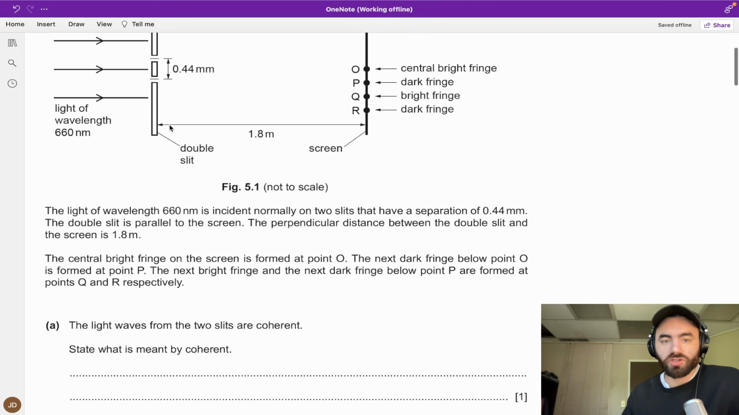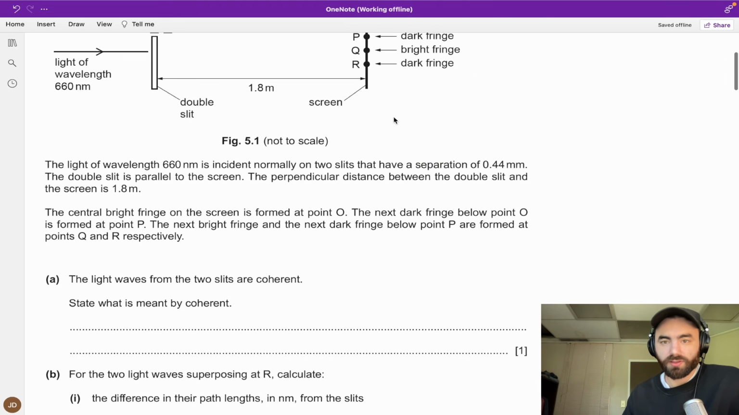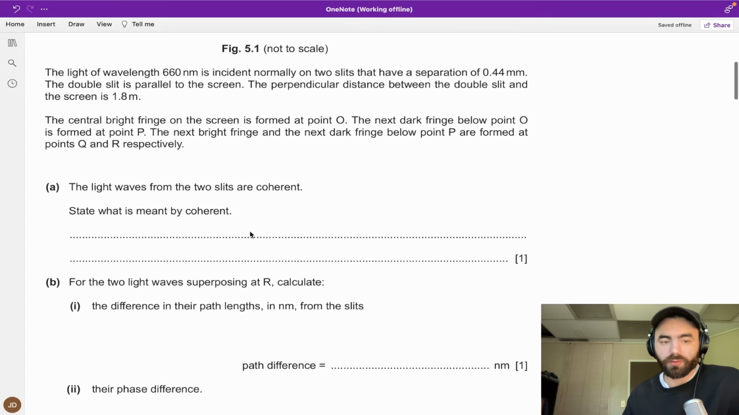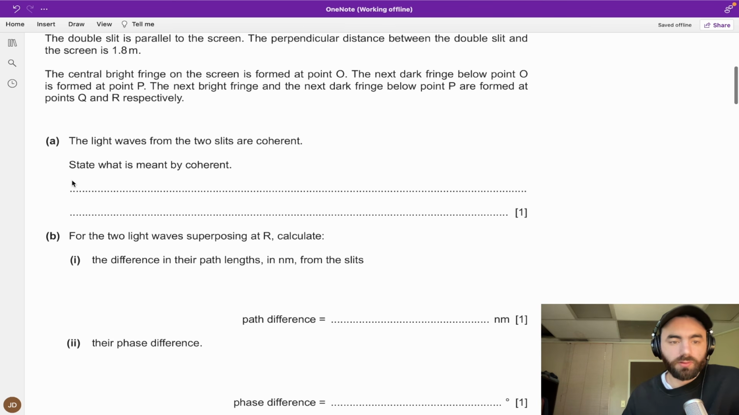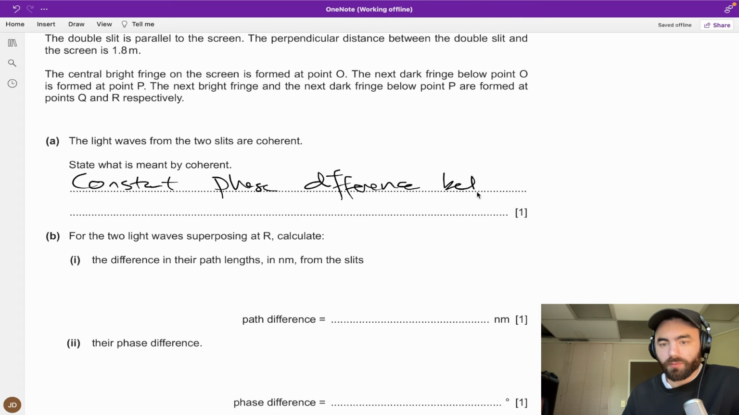We have a slit separation. We have the distance between the screen and the slit. And we have these central and dark fringes formed. The light waves from the two slits are coherent. What is meant by coherent? Well, coherent is just there's a constant phase difference between waves. They have a constant phase difference.